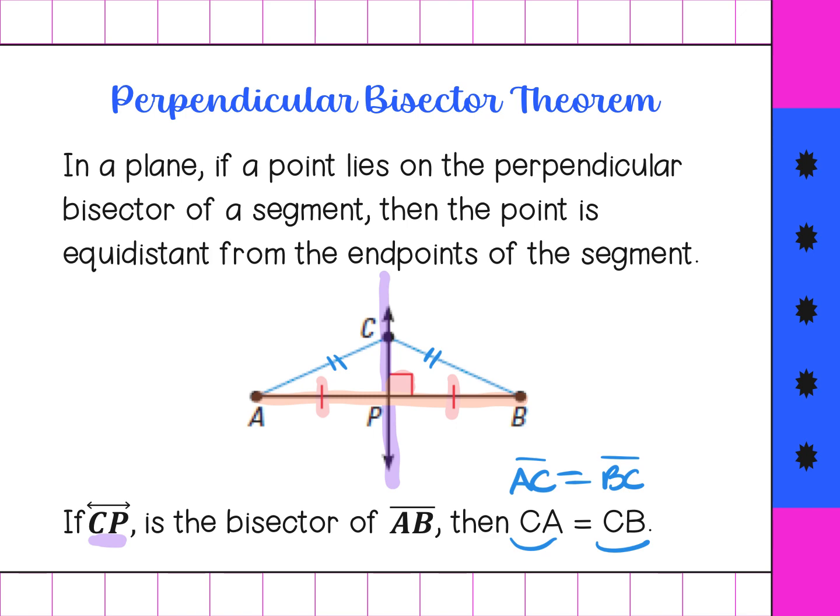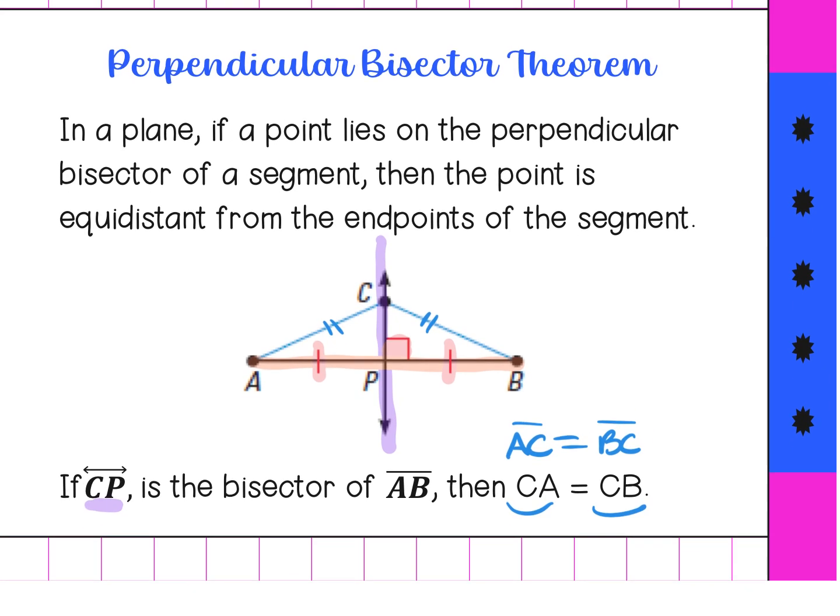Let me add in another point that could be on the perpendicular bisector. Let's say I add in a point D here on my perpendicular bisector. Let me do it in black so it shows up. Here's point D, and because D is on that perpendicular bisector, I know that point D will be equidistant from the endpoints of the segment. So I could state that AD is congruent to BD, because it's on the perpendicular bisector and it's going to be equidistant from the endpoints of the segment.